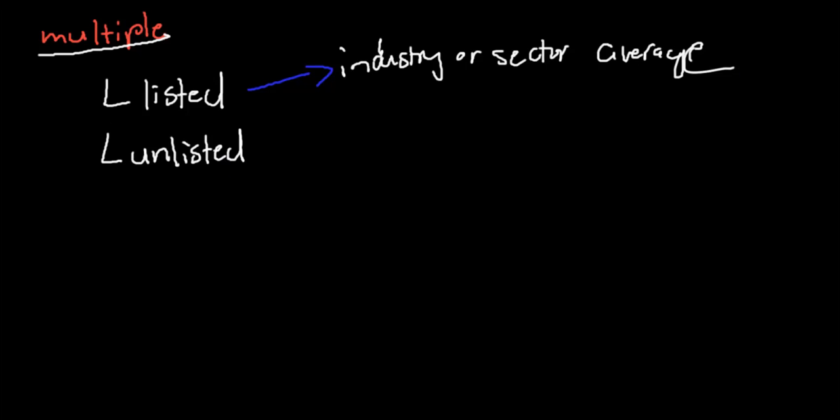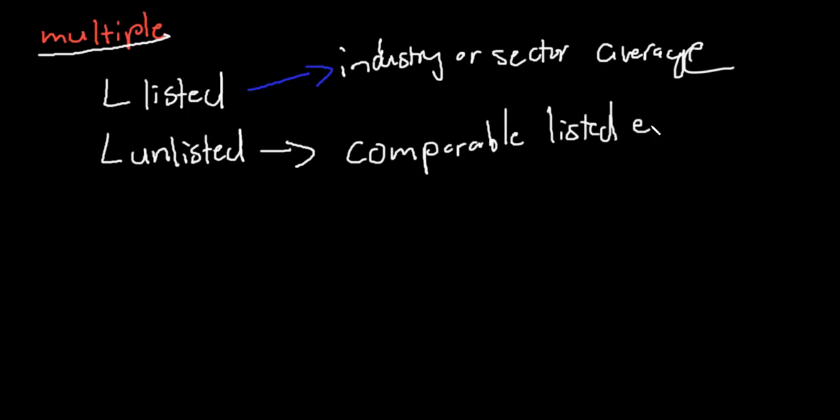If it's an unlisted entity, right? What we're basically talking about here from an unlisted entity perspective, we're looking at a comparable listed entity multiple.